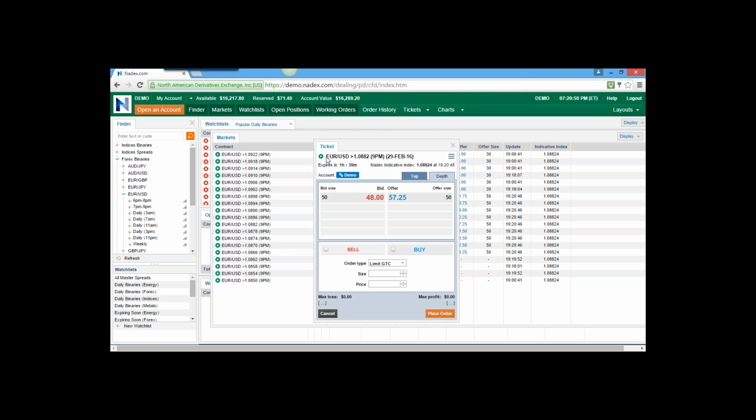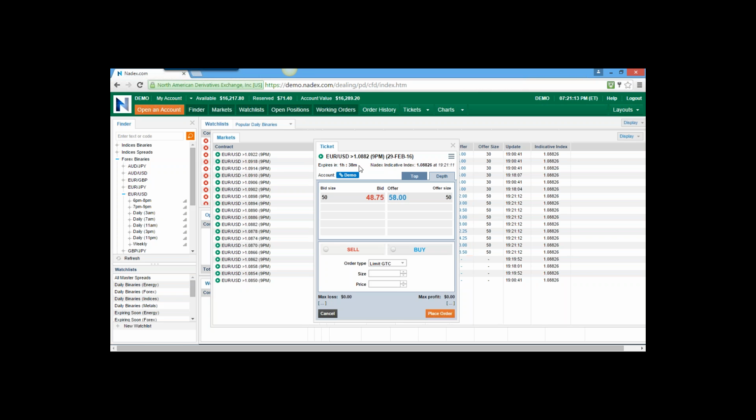The statement is the euro dollar will be greater than 1.0882 by 9 p.m. tonight. That's the statement. Do you think that statement will be true? If yes, then you buy it here on the right-hand side. Yes, I think the euro dollar will be greater than 1.0882.